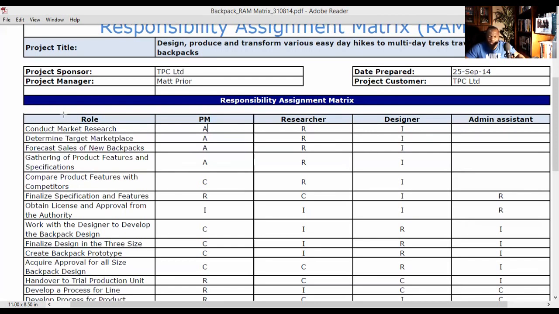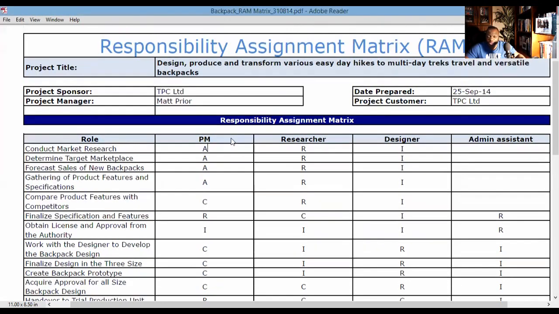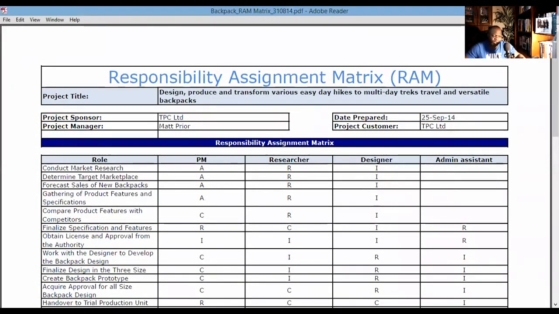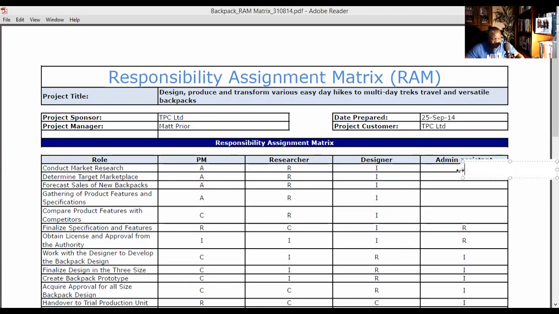And the RACI chart is a type of RAM. So this is a RAM, but a specific type of RAM that uses this configuration is known as a RACI chart. Now, it is worth knowing that some RACI charts have defects or have issues with them. A RACI chart, which has more than one A for a task, for example, task 1, we have conduct market research. Assume we had an A right here.